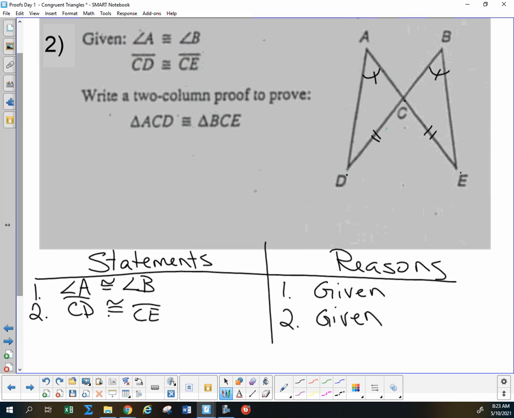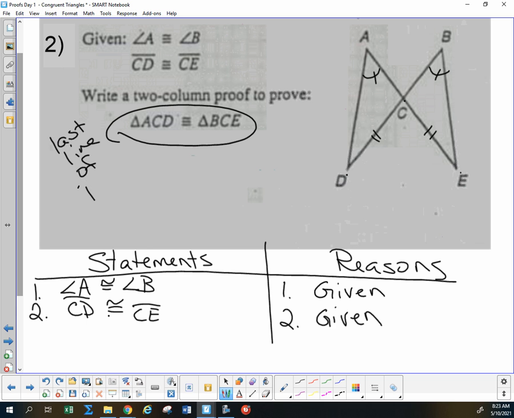Thumbs up, thumbs down. Okay, exactly like this is going to need to be our very last line of the proof. That's what we're aiming for. So far, I know 1 set of angles and 1 set of sides. That's not enough to say the triangles are congruent.